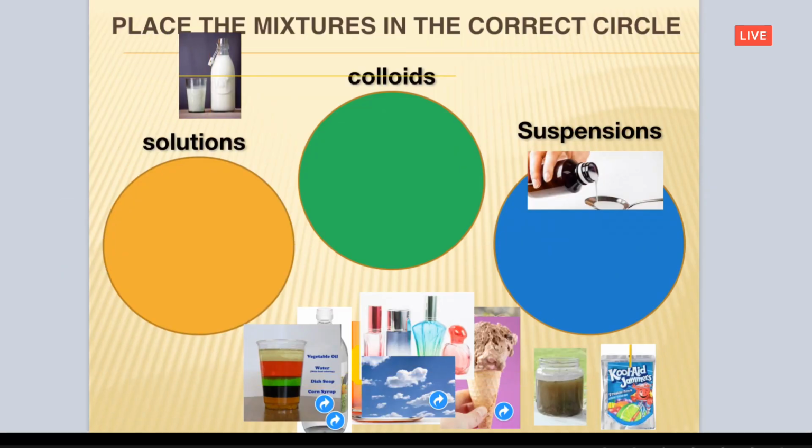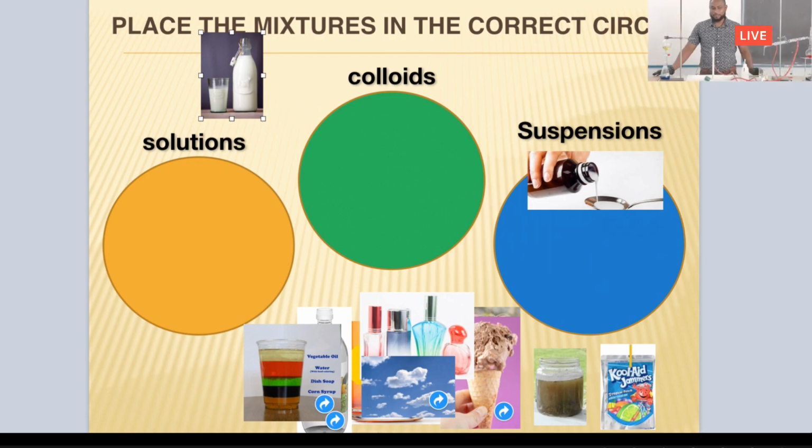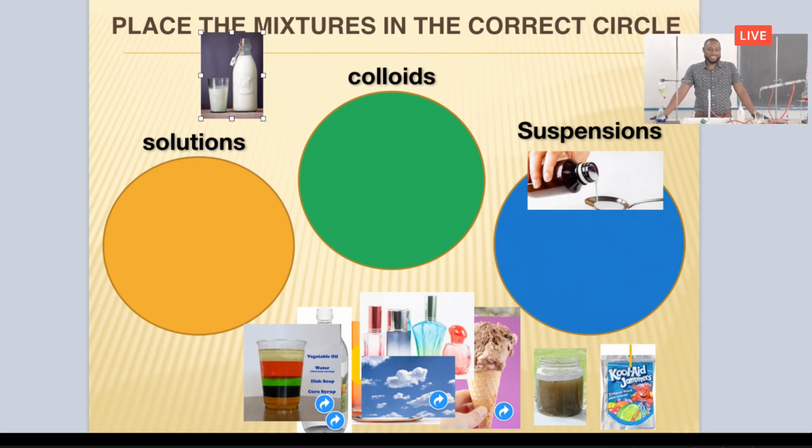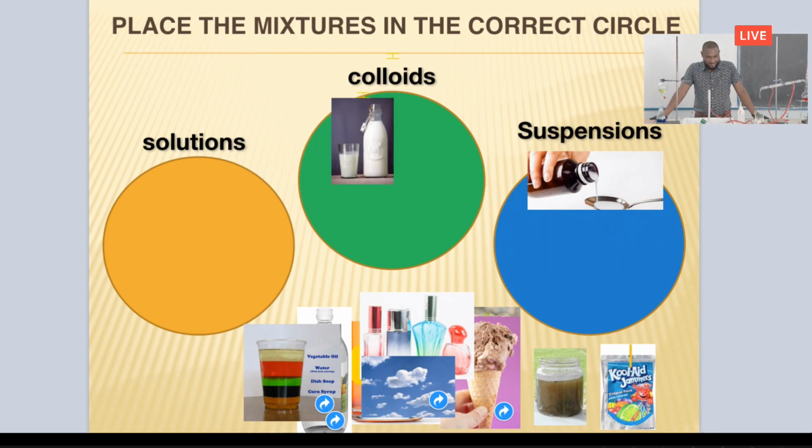Milk. Ooh, yummy, I think. Yummy with cornflakes, yeah, with cornflakes. So let's use our knowledge of suspensions, colloids, and solutions to see if we can solve this one. Is milk a suspension, a colloid, or a solution? When we pass light through it, does the light come out clear or is it cloudy? It's cloudy. It's actually milky. So, since milk is cloudy, is it a suspension, a colloid, or a solution? It's a colloid. Excellent. So let's place it in the colloid circle.